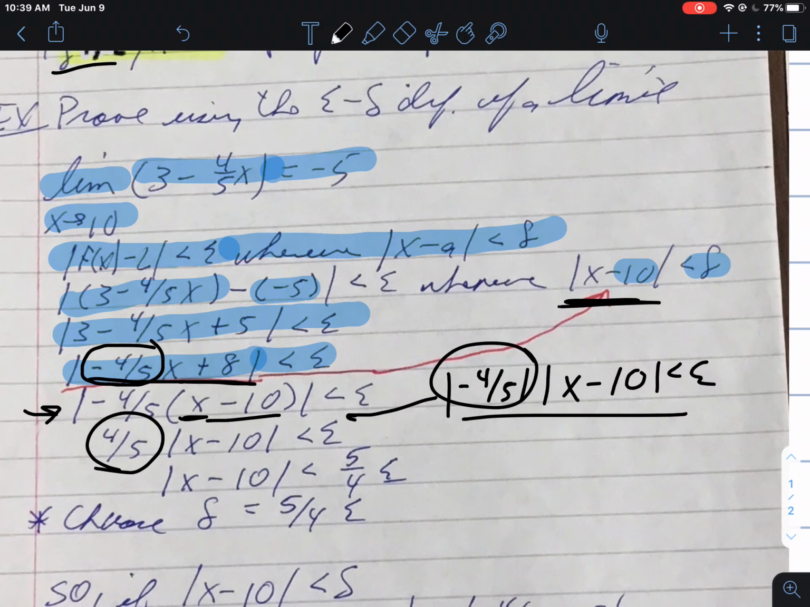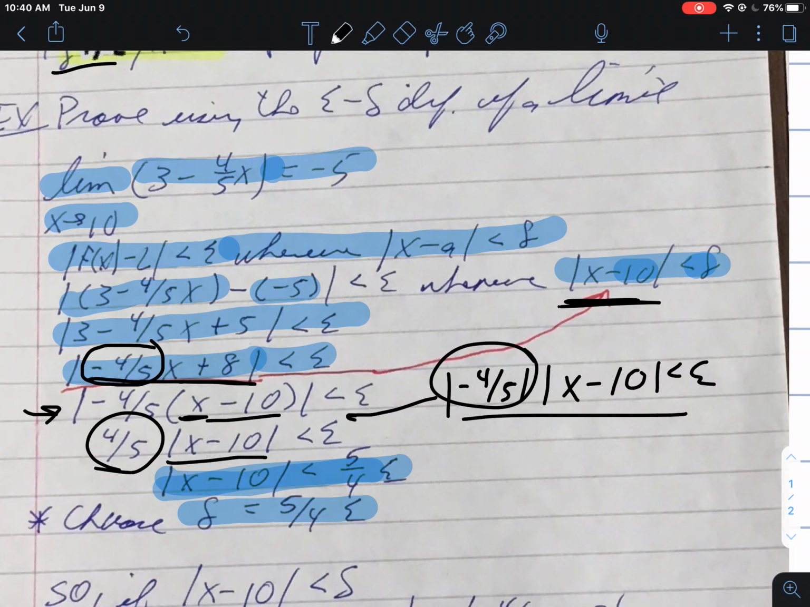So then once I factor out that coefficient off of the x, then I'm just going to solve for x minus 10. And now I've got the absolute value of x minus 10 being less than 5/4 epsilon. X minus 10 is less than delta. X minus 10 is less than 5/4 epsilon. So I choose delta to be, I think I said 4/5, 5/4 epsilon. And there's our value for delta.